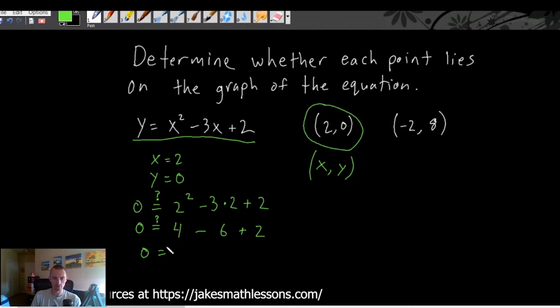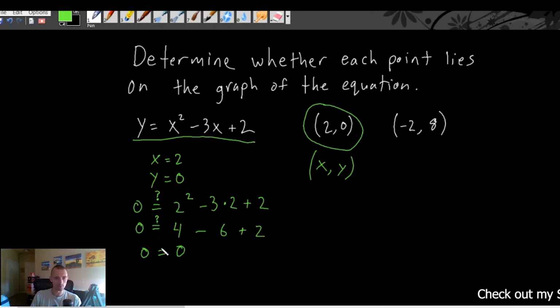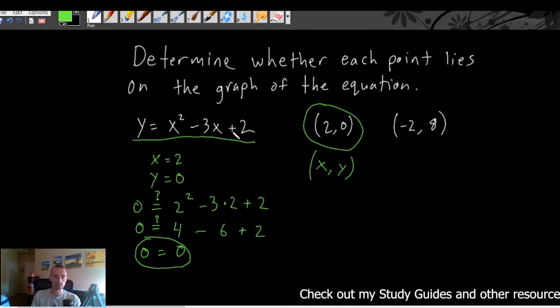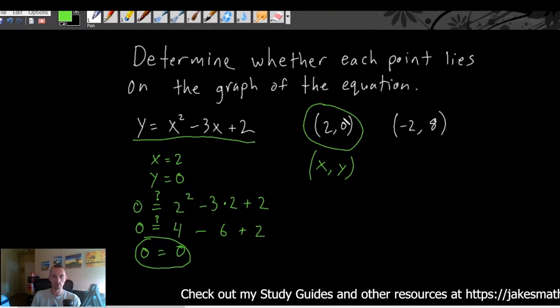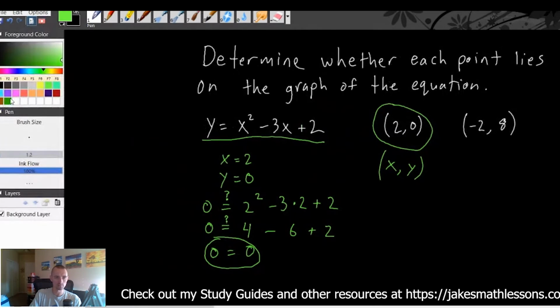And then we have 0 maybe equals 4 minus 6 plus 2. 4 minus 6 is negative 2, plus 2 is 0. So yes, those two things are equal. So we can get rid of our question mark. We know that 0 does equal 0, which means the point (2, 0) is on the graph of this equation. Okay, so we know that for that first one, the answer is yes.